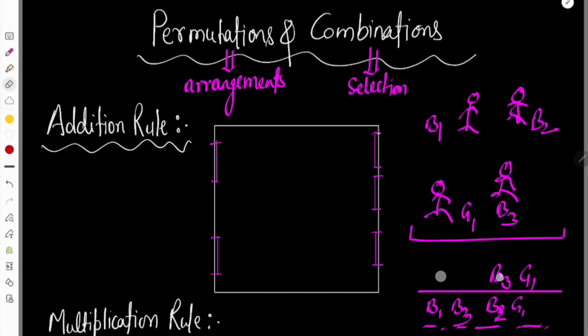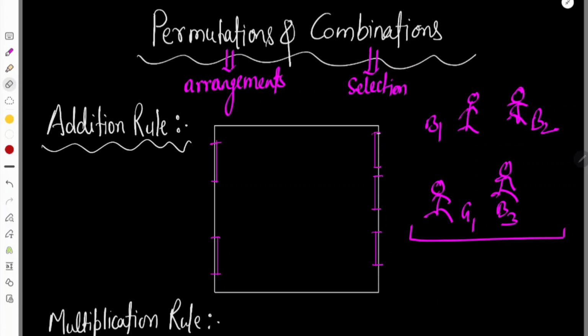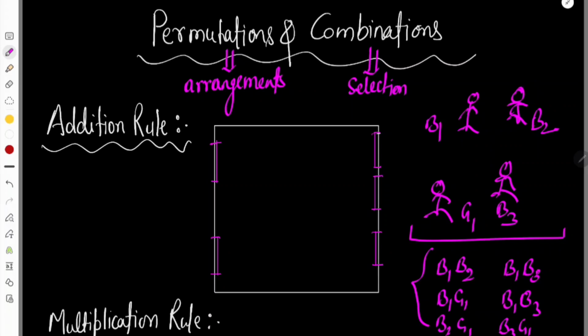And similarly, if I say select any two students out of these four students, someone will select b1, b2. Since you are free to select any two, someone will select b1, b3, someone b1, g1, someone b2, b3, someone b2, g1, someone b3, g1. So g1 will be with all: g1 b1, g1 b2, g1 b3. So these many selections are possible here.